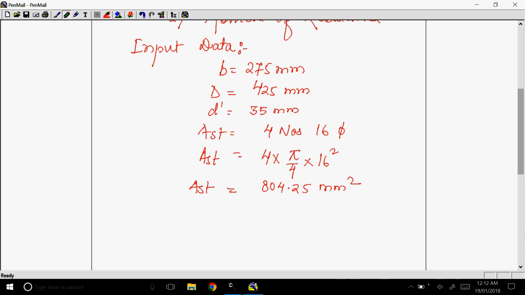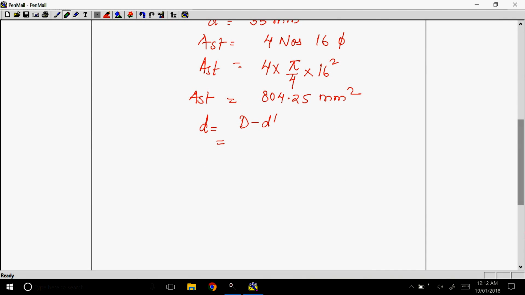We then have the clear cover. So effective depth, small d, is equal to capital D minus d dash. d dash is your clear cover. So 425 minus 35, which is equal to 390 mm. So your effective depth is 390 mm. Now we have the effective depth, we have Ast, we have the dimensions of the beam.